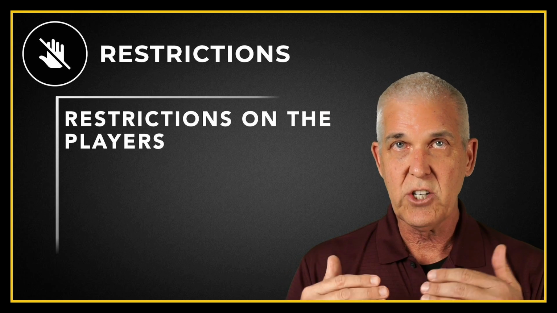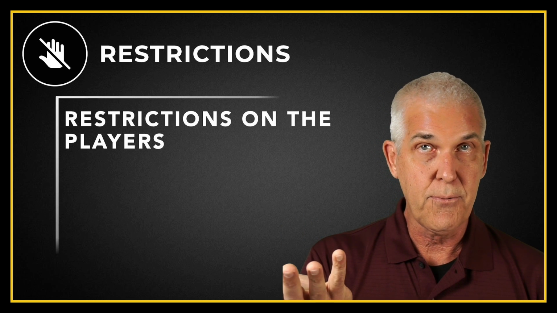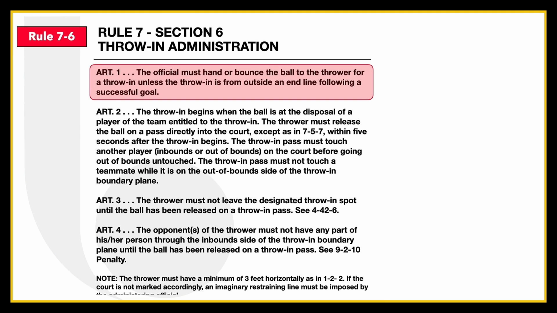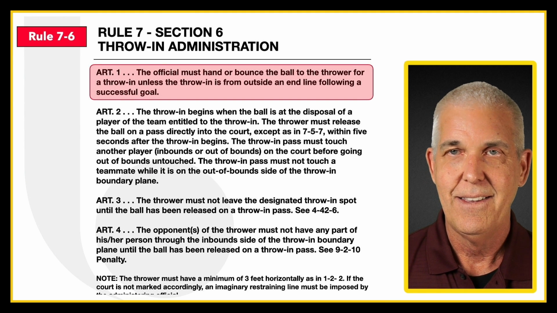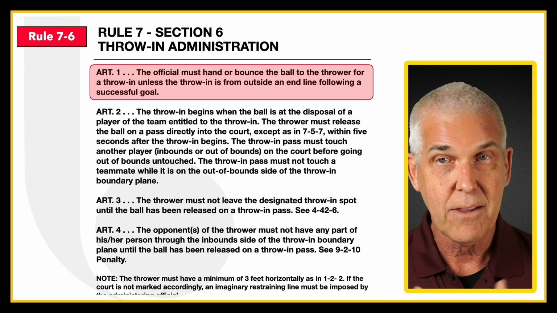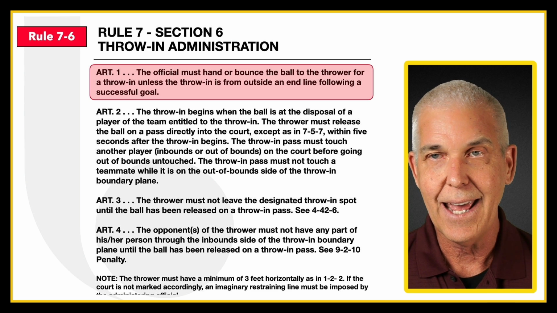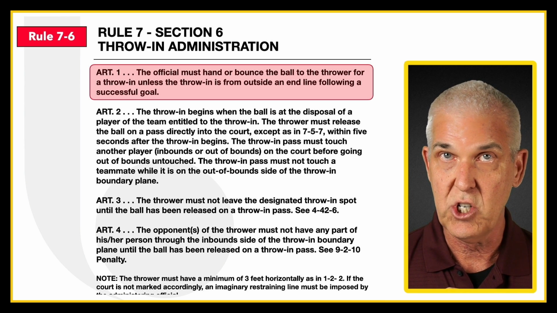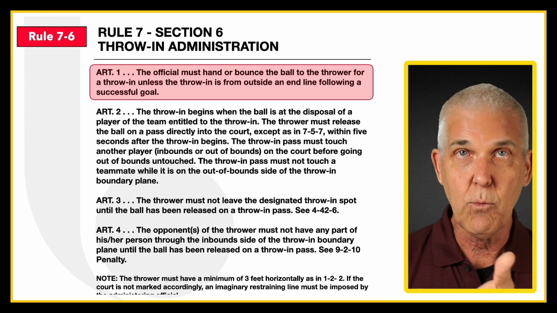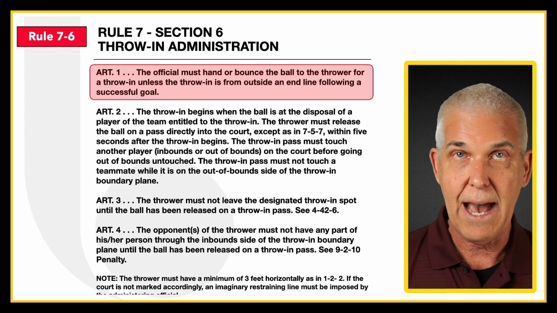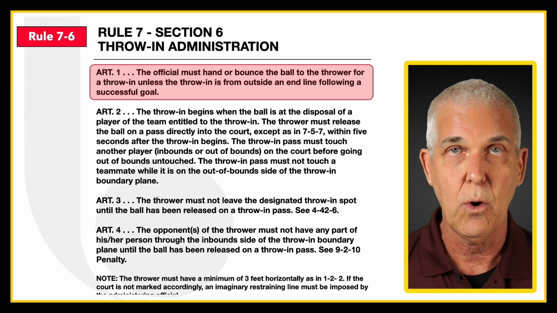Now let's discuss restrictions on players, both the thrower, teammate of the thrower, and the opponent. Those rules and restrictions are addressed in Rule 7-6, Throw-in Administration. The instruction is given that the official must hand or bounce the ball to the thrower for a throw-in unless the throw-in is from outside an end line following a successful goal. So, following a successful goal, the officials are not involved in the administration during play. Obviously, they would be after a timeout. But the players are empowered to begin the throw-in without official intervention after a scored goal.